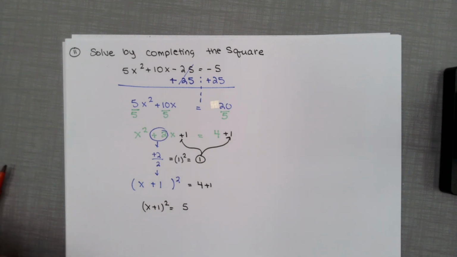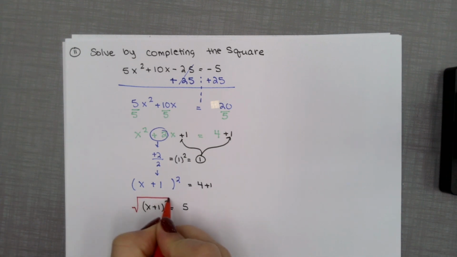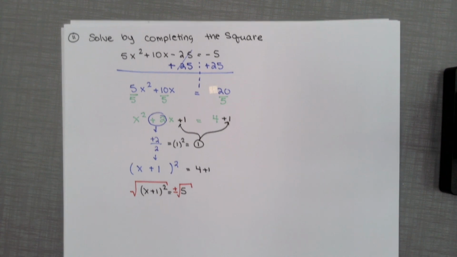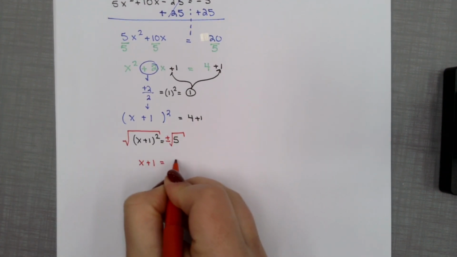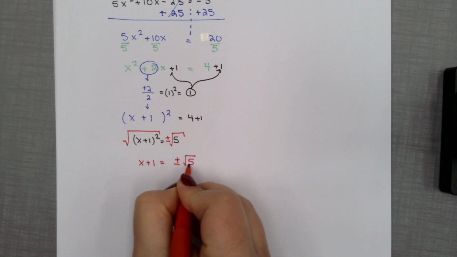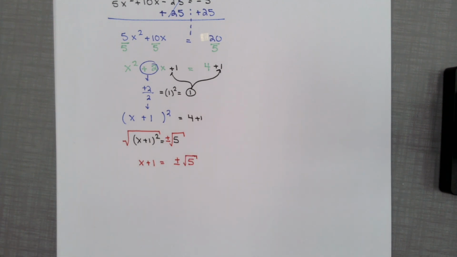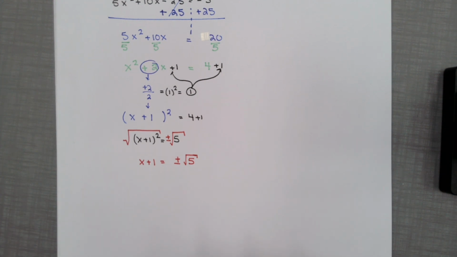We're going to take the square root of both sides. Make sure you place that plus or minus. x plus 1 is equal to plus or minus the square root of 5. Notice that 5 is not negative. So this is a real answer. It's not in the imaginary world. Might not be pretty because it's a square root of 5, but it's not with i.